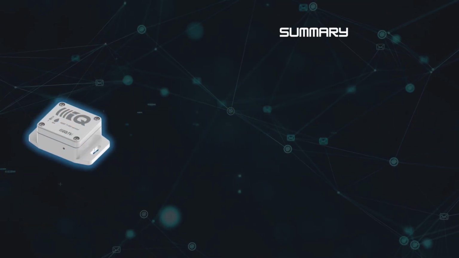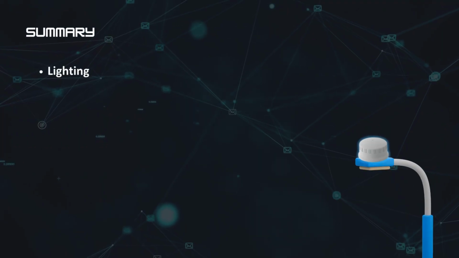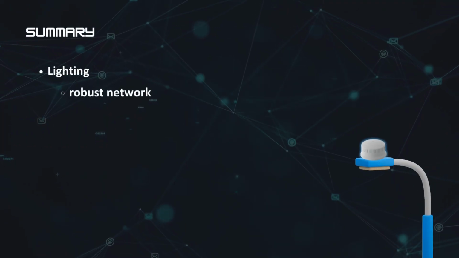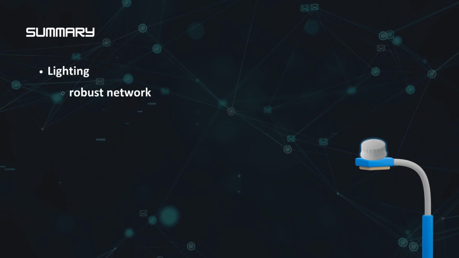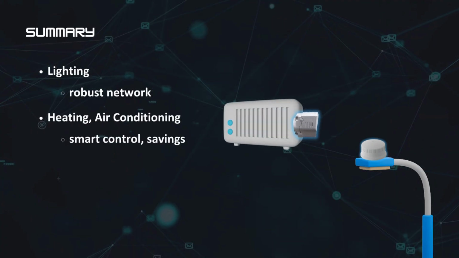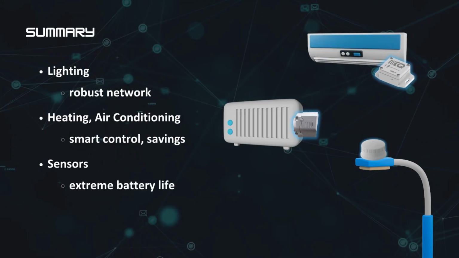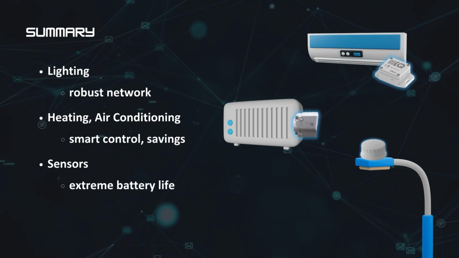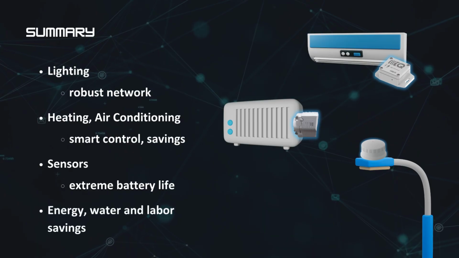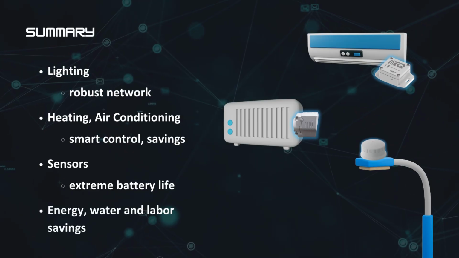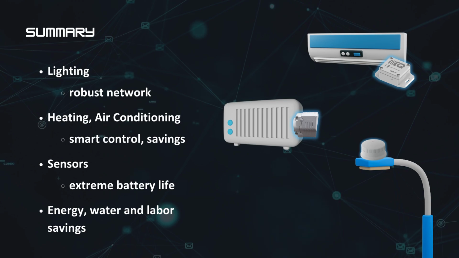So, to sum up, for lighting, it's the robust, reliable network, thanks to IQ Mesh. For HVAC, it's smart control and savings. And for sensors, it's the incredible battery life, thanks to sleep and beaming. So it covers energy and water savings, but also the labor of people who would otherwise be running around.